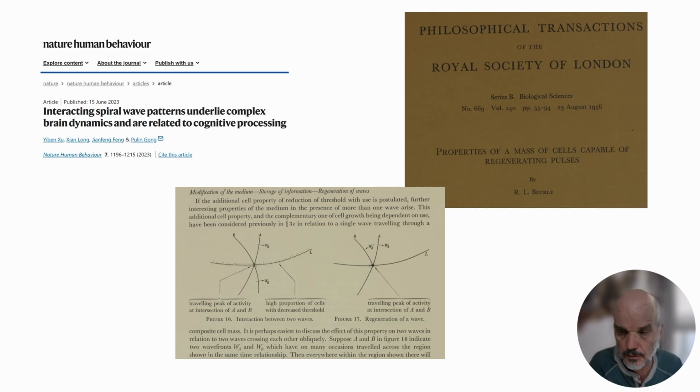But here, for some reason, he became excited about the idea that wave propagation was fundamental to the processes in cellular networks. And in figures 16 and 17, he seems to suggest holographic memory, that he shows waves A and B propagating through a mass of cells, and then when wave A is present, it regenerates wave B.